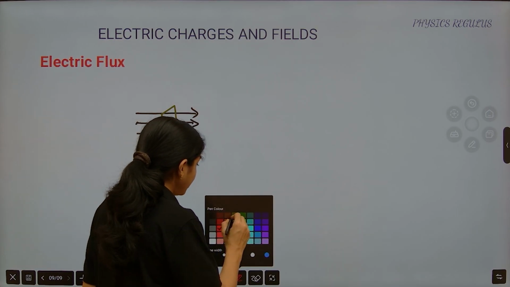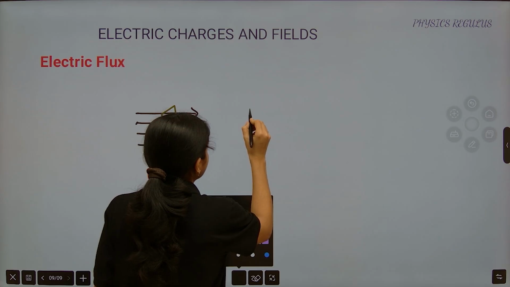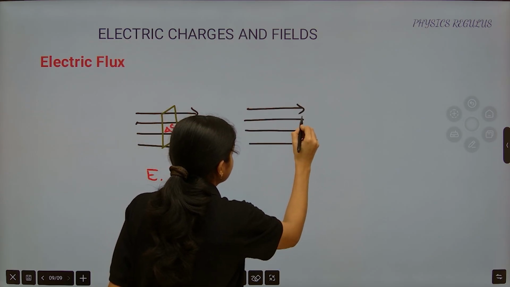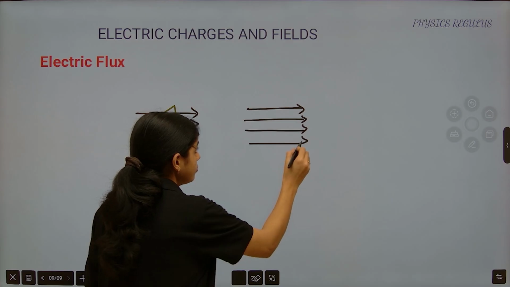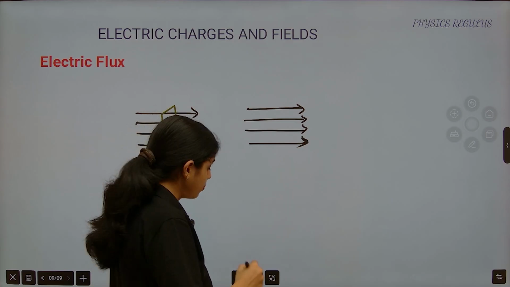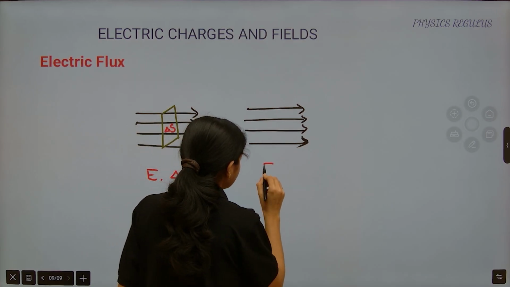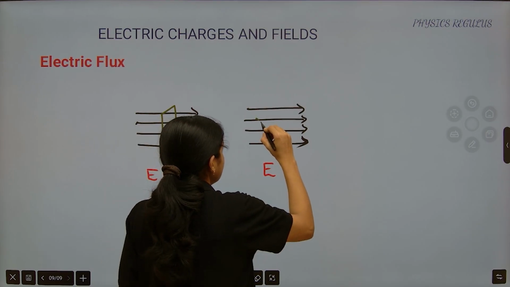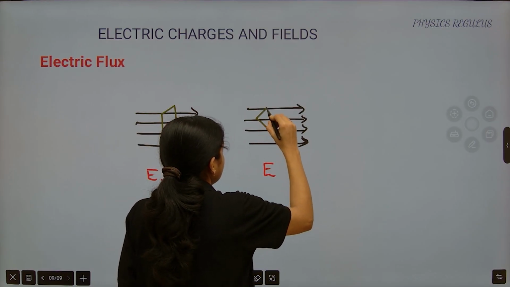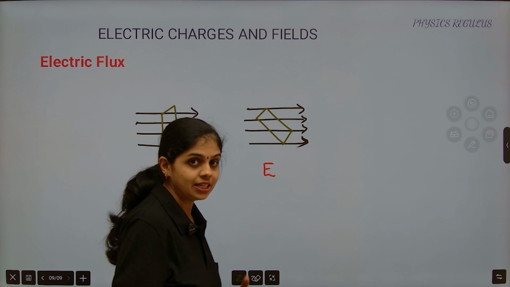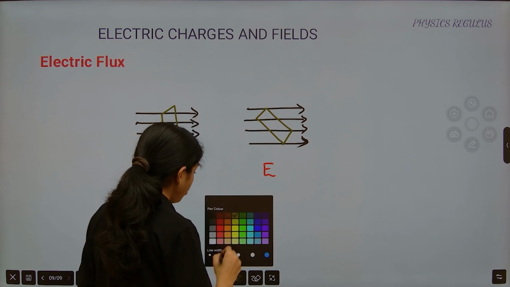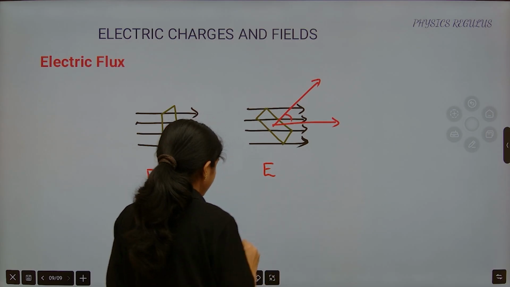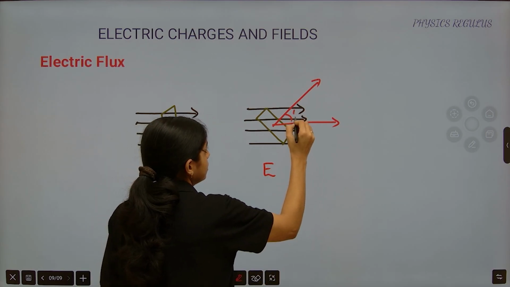Next, if we tilt the surface, consider these are the electric field lines which represent the magnitude of electric field E. Now consider a surface. Now the surface is tilted, so that the surface normal makes some angle theta with the direction of electric field. This is angle theta.